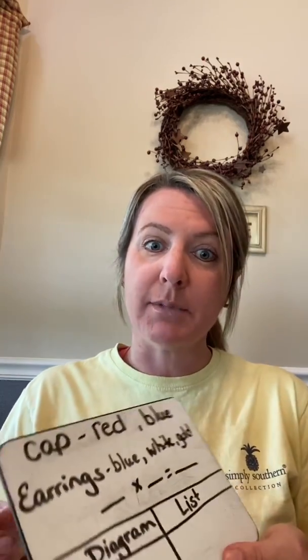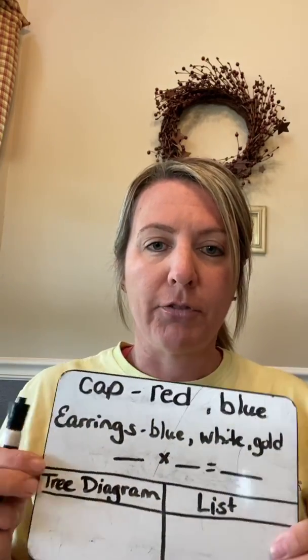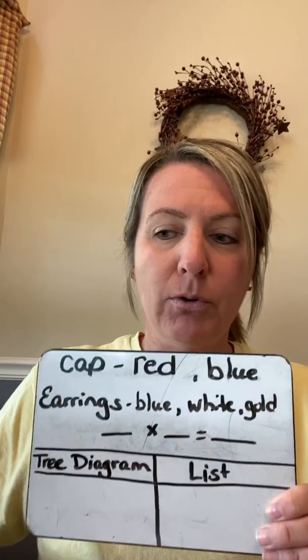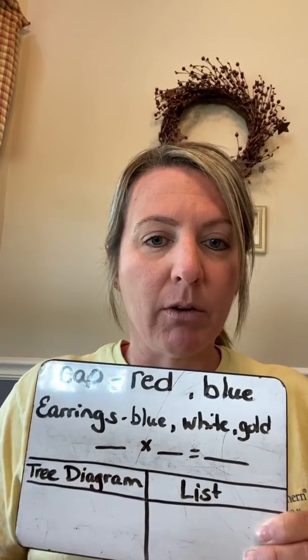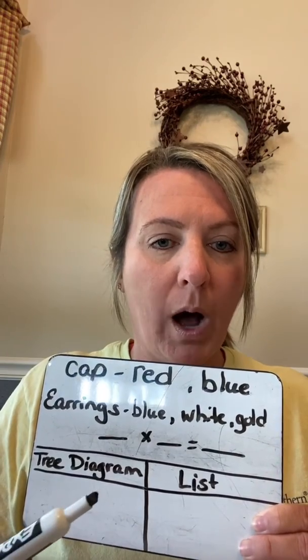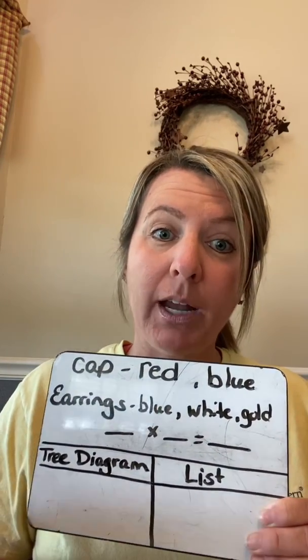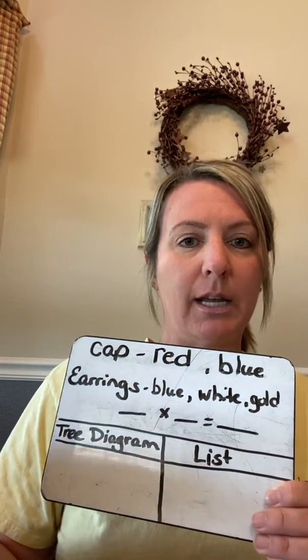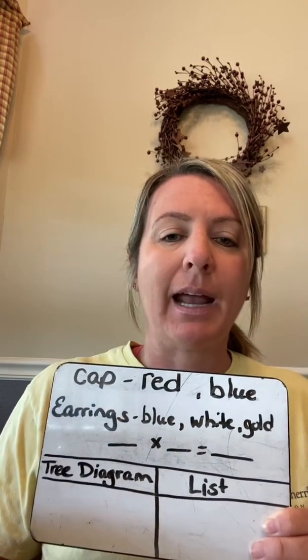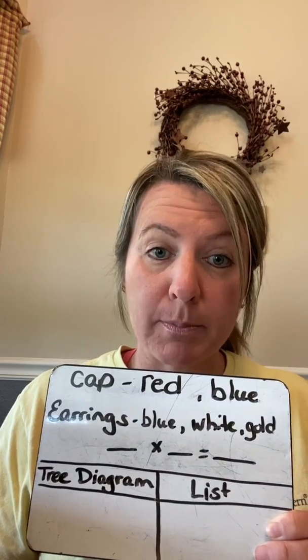So just to kind of give you some tips and hints on this. The first thing I did was list my 2 different cap colors, which were red and blue. And then I listed my earring colors, blue, white, and gold. Now, here is a little trick. It's called the fundamental counting principle, and we're going to actually get into it in a couple of lessons, that can help you make sure you're doing your sample space correctly.